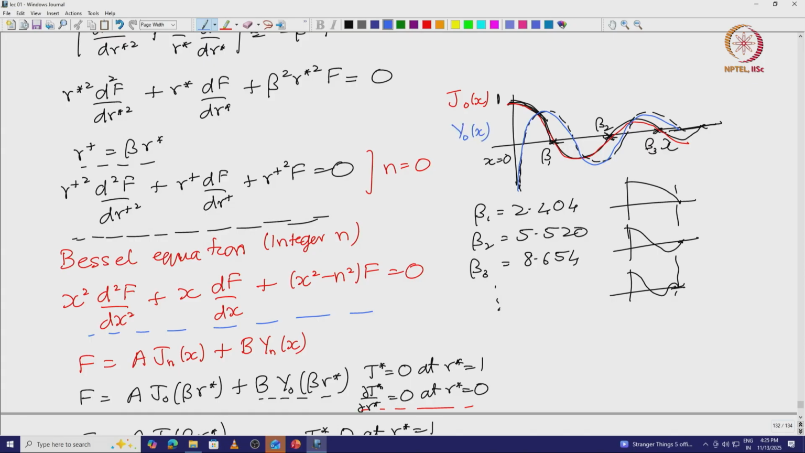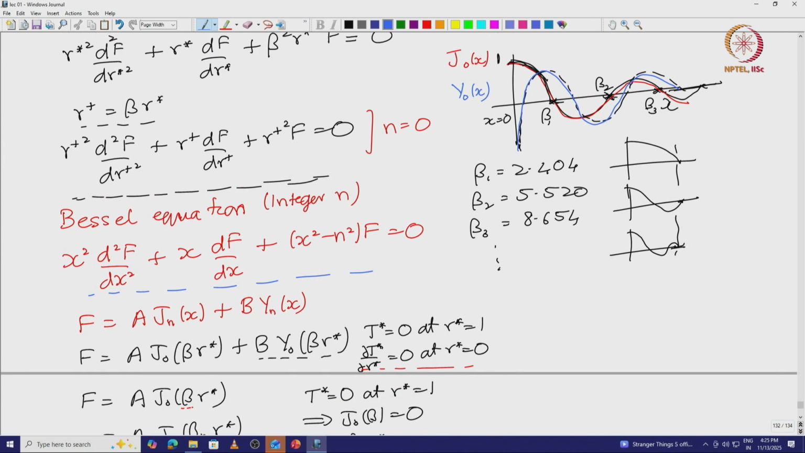Nevertheless, there are multiple zero crossings, in fact an infinite number of those for each of these functions. Boundary condition at r is equal to 0, the derivative has to be 0. You can see the blue curve for y naught clearly does not satisfy 0 derivative at the origin, whereas the red curve for j naught does satisfy that. Therefore, in this equation b has to be equal to 0.